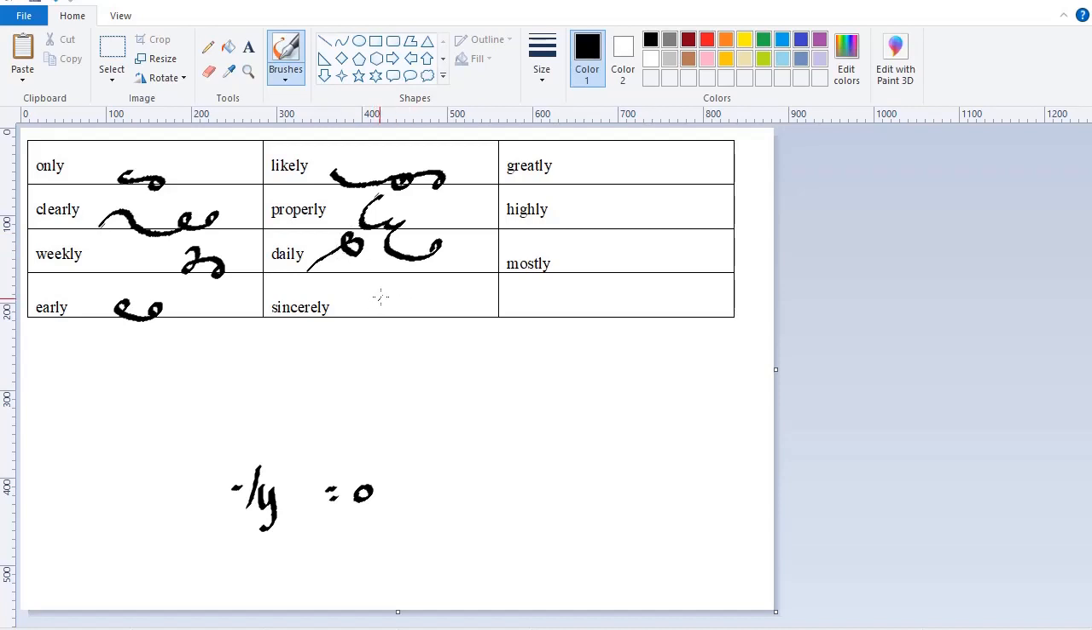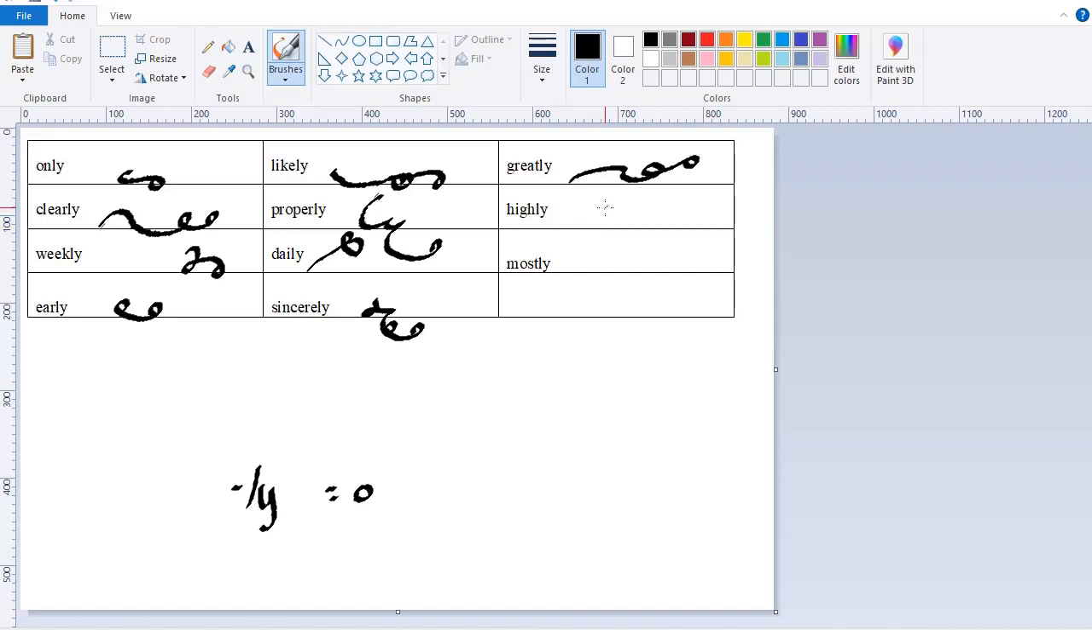Next, "sincerely." So, sincerely, S-E-N-S-E-R-E. Sincerely. Next, we have "greatly." So, we have G-R. Let's repeat. G-R-A-T-L-E. Greatly. Ulitin nga natin, bakit ang pangit? Great. G, and then R, and then A, and then T, and then E. Greatly.